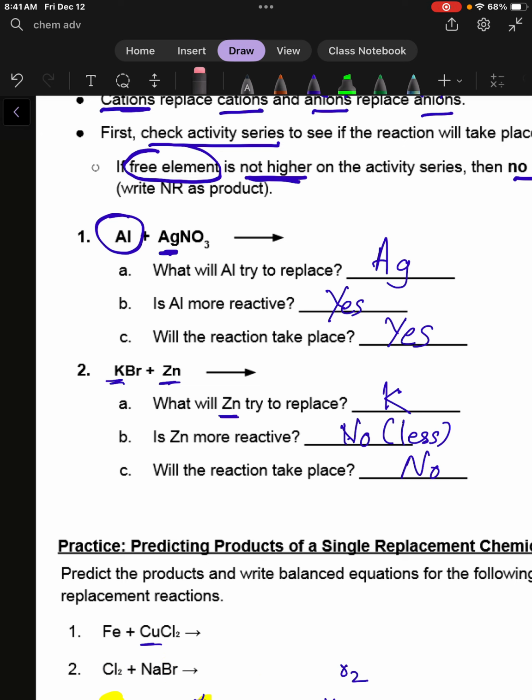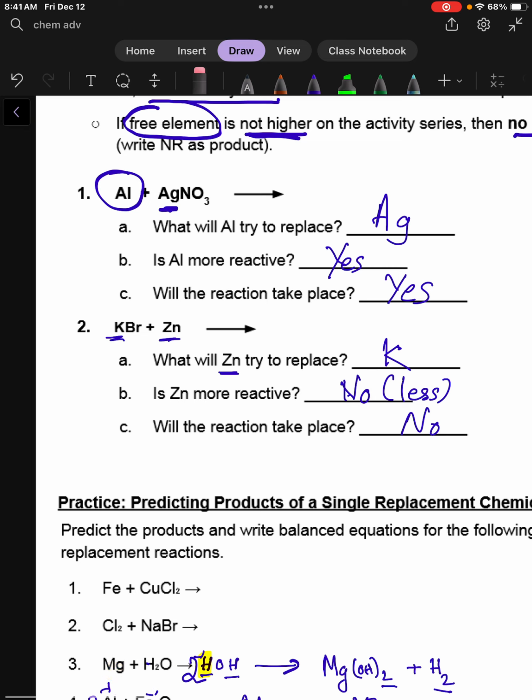The first question says iron is added to CuCl2. So you are going to check whether iron is more reactive or not. Go check it. Iron is here and copper is here. Iron is trying to replace copper. Is iron higher or lower? Yes, iron is higher. I will write IH there so that you will understand: iron higher.